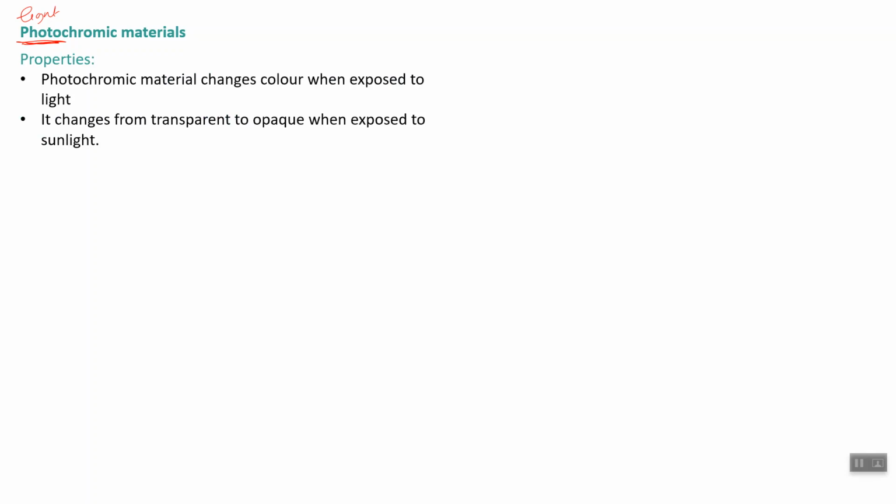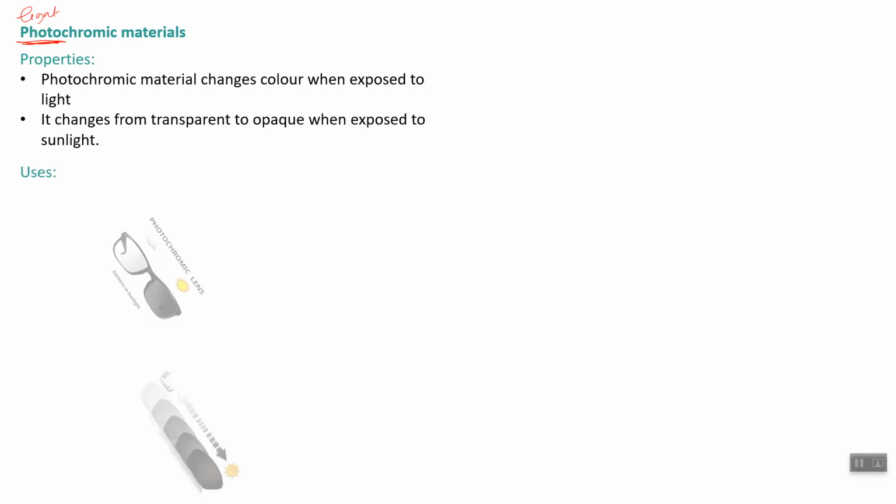Okay. Alors, donc, photochromic material. Donc, photochromic material changes color when exposed to light. Donc, quand on expose au soleil, ben, ça change de couleur. Ok, donc it changes from transparent to opaque when exposed to sunlight. Donc, ça peut passer d'une couleur opaque, ou alors ça peut passer d'une couleur transparente.